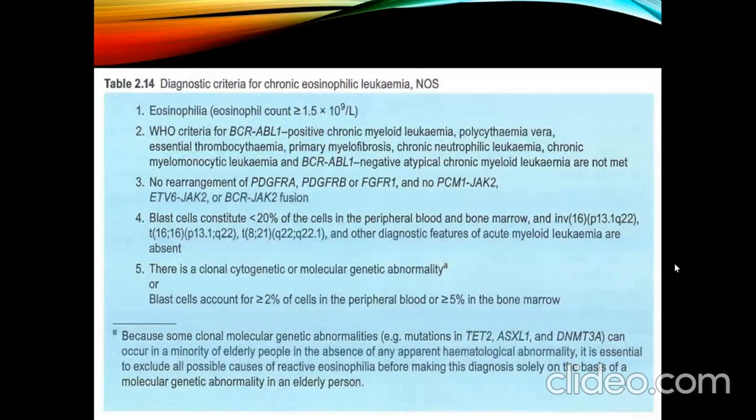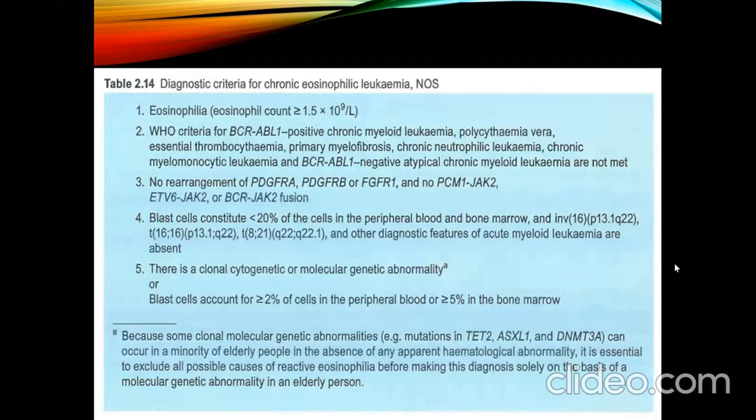The diagnostic criteria have been included by WHO, which say that eosinophilia should be more than or equal to 1.5 x 10^9 per liter. WHO criteria for BCR-ABL1 positive chronic myeloid leukemia, polycythemia vera, essential thrombocythemia, primary myelofibrosis, chronic neutrophilic leukemia, chronic myelomonocytic leukemia, and BCR-ABL1 negative atypical chronic myeloid leukemia should not be met.